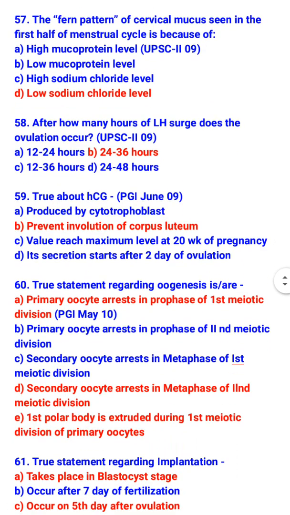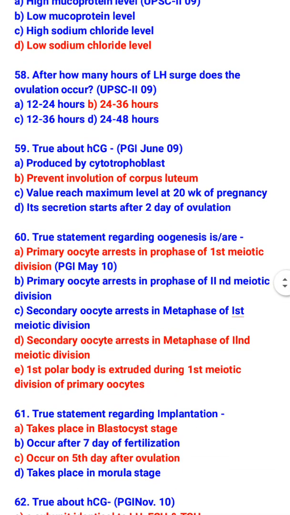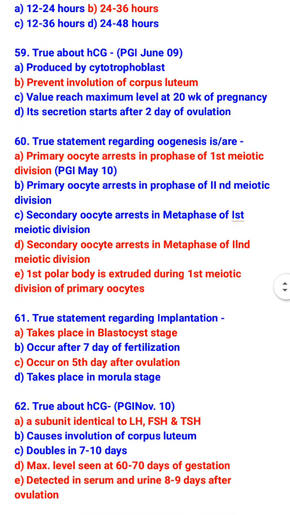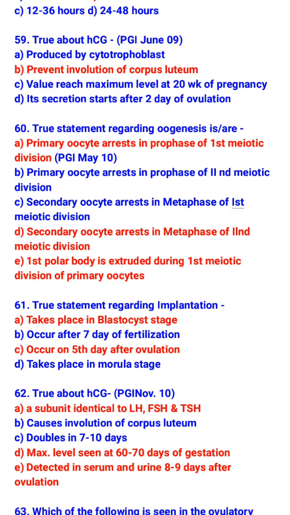24 to 36 hours. True about HCG is that it prevents involution of the corpus luteum. True statements regarding oogenesis are: primary oocyte arrests in prophase of the first meiotic division, secondary oocyte arrests in metaphase of the second meiotic division, and the first polar body is extruded during the first meiotic division of the primary oocyte.